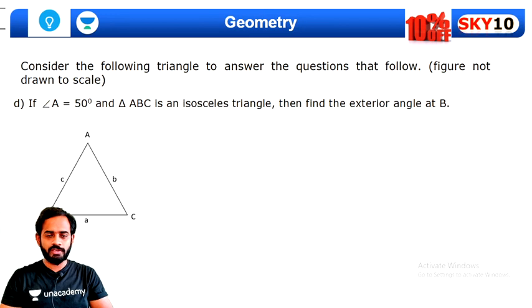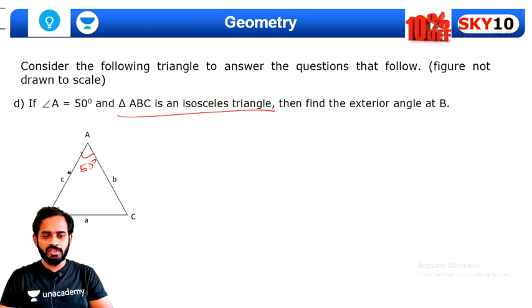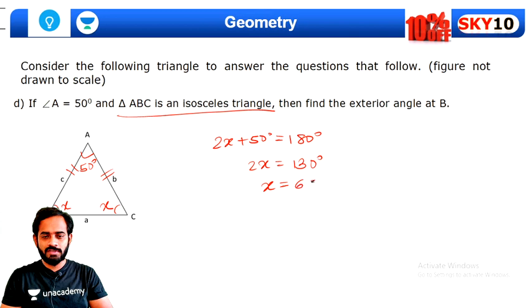Okay, so next question. Now let us consider angle A is 50 degree and ABC is an isosceles triangle. So you need to consider that these two sides are the same. Okay, AB is equal to AC. Then what is the exterior angle at B? So first of all, we know that this angle will be equal to this angle. So twice x plus 50 degree is equal to 180 degree. So twice x is equal to 130 degree. So the value of x comes out to be what? 65 degree.